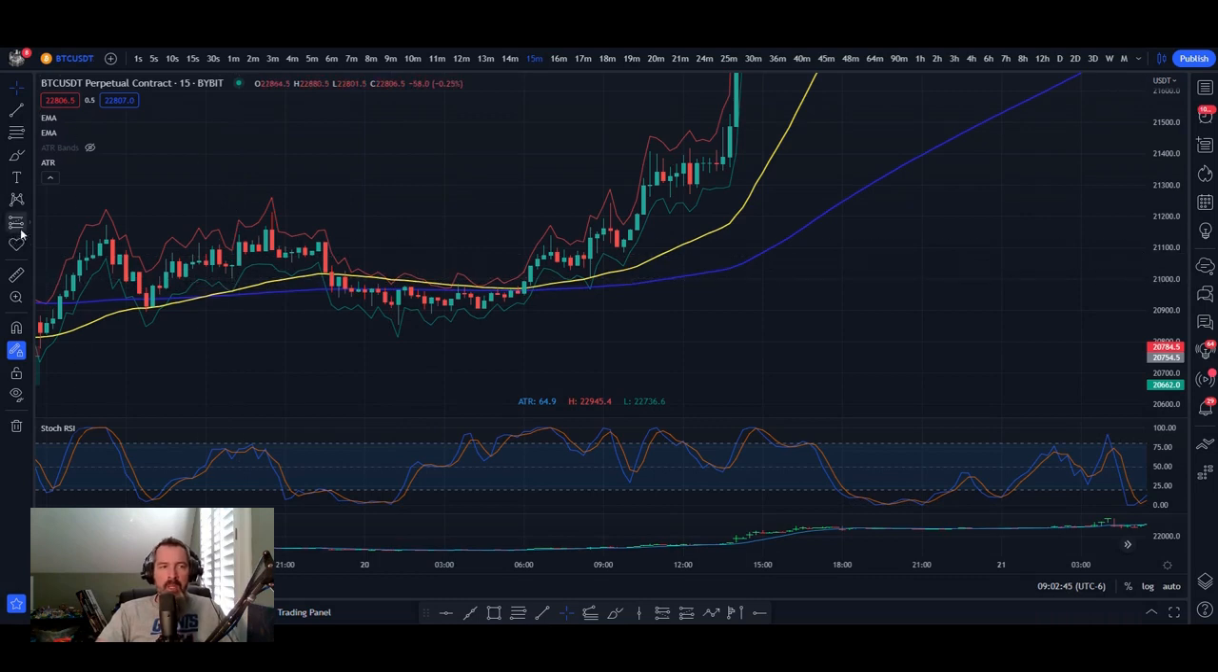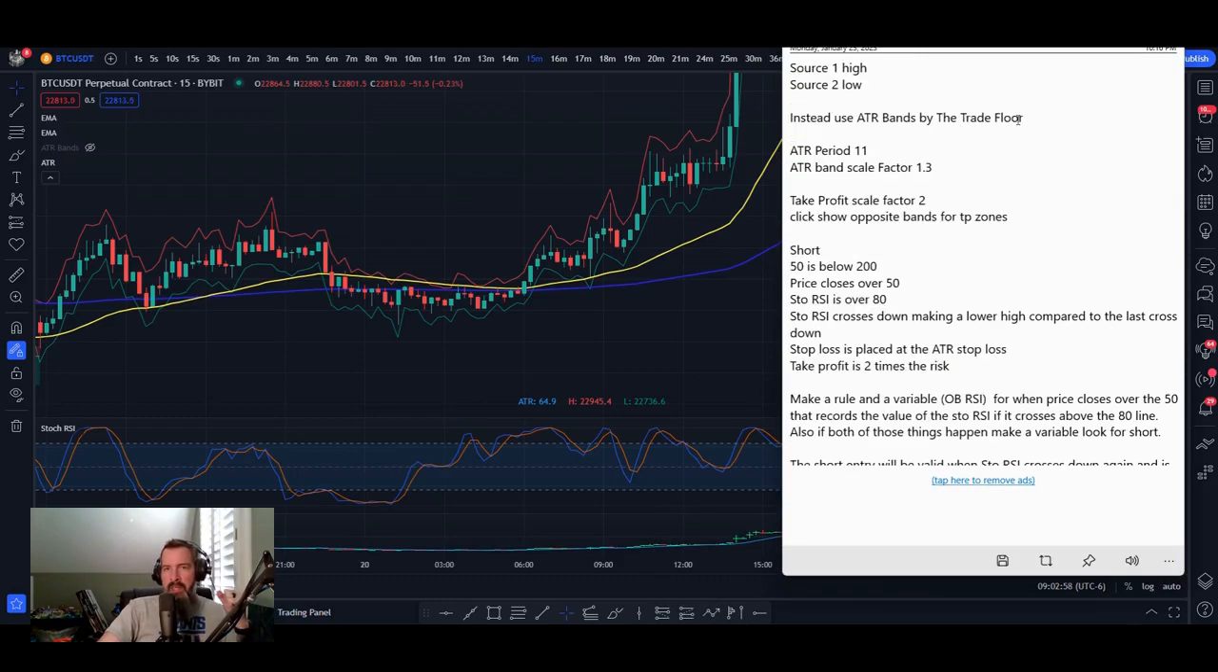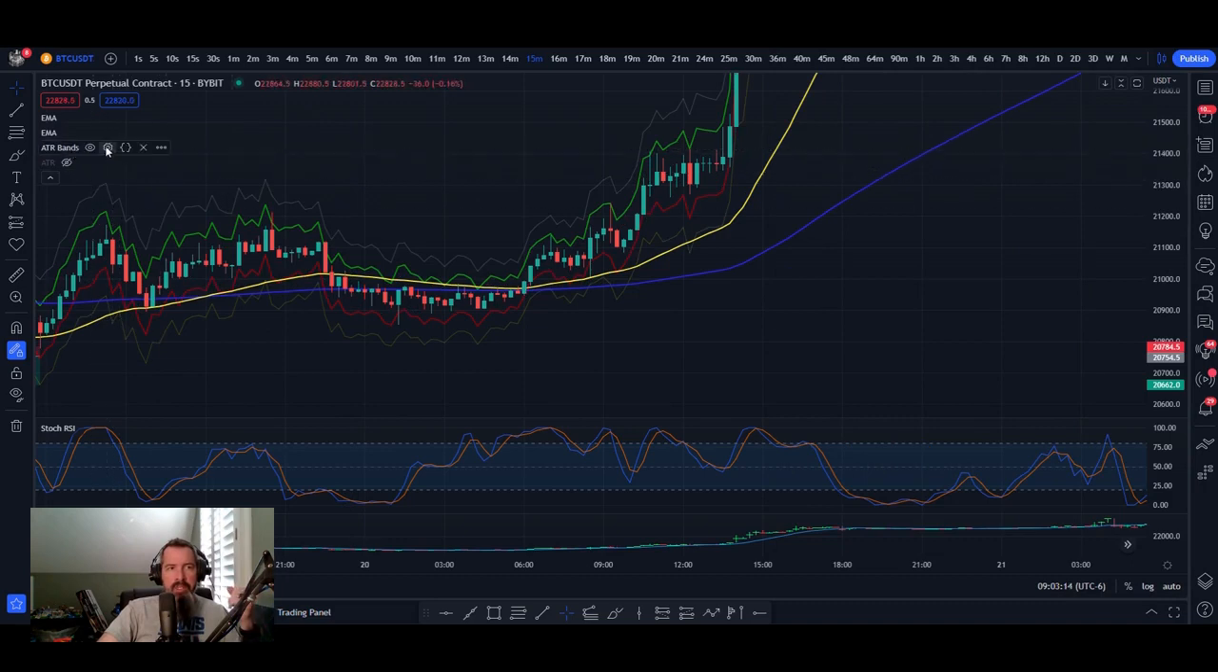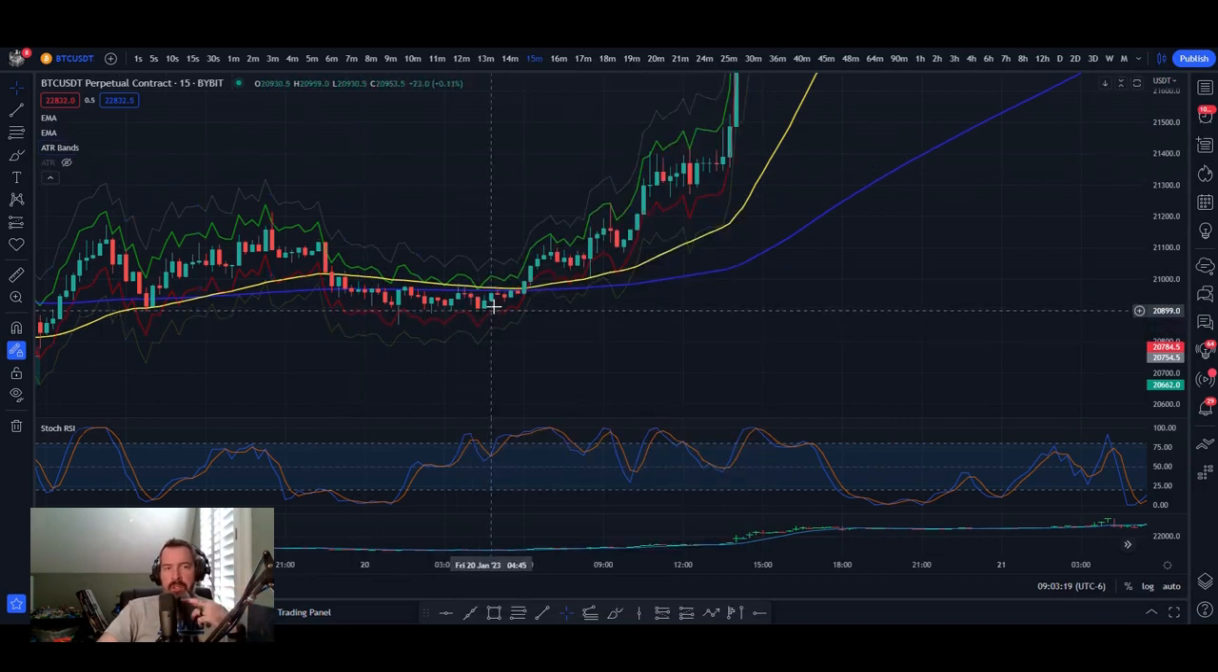So for our stop loss and our take profit, use the ATR bands. Well, instead of using the stock ones, I chose to use the ATR bands by the trading floor, because you have the ability to set the stop loss and take profit amount. So this is a 1-to-2 ratio. If you go in here, you'll see that you could set the take profit scale factor to 2. So when you're using this and you get the entry, we're going to set the stop loss to the lower line and take profit to the higher line. I'll show you how I did that here in a sec.